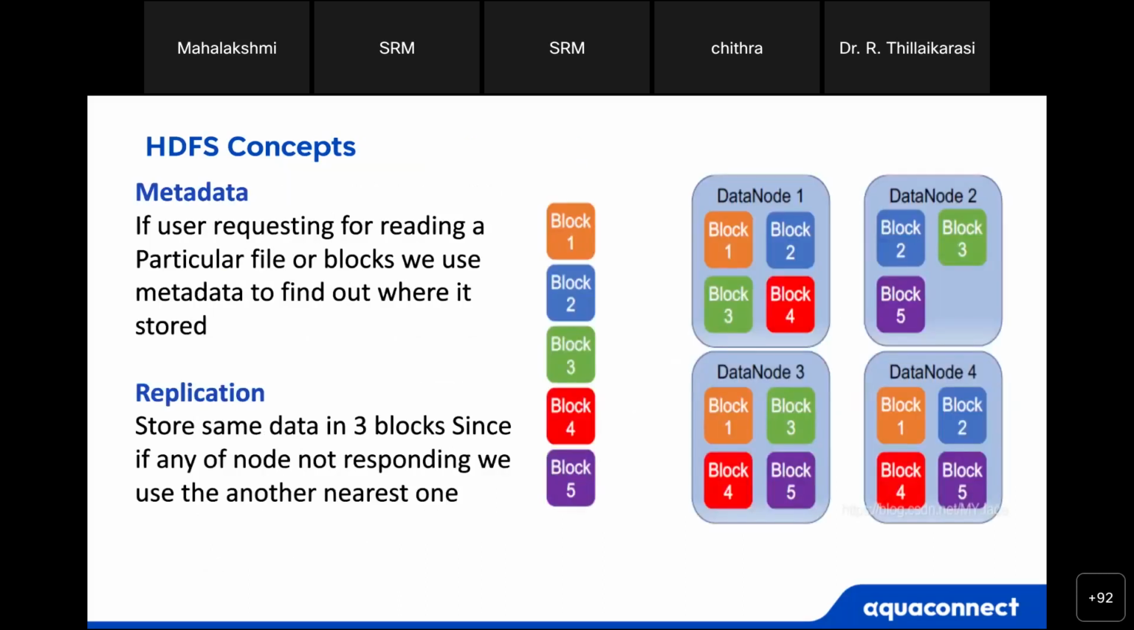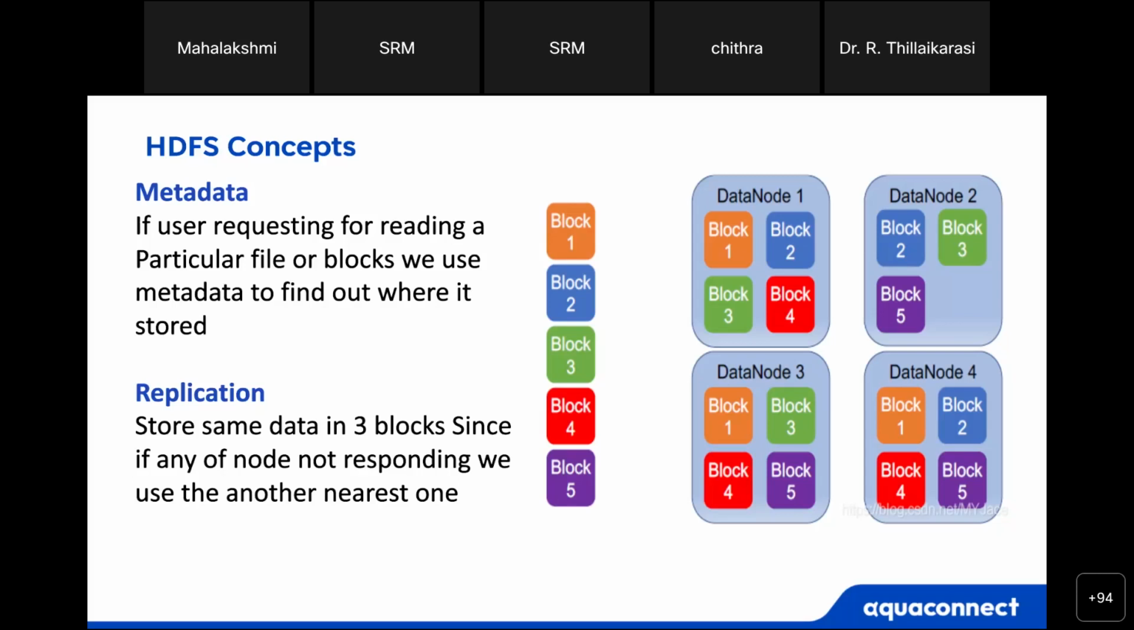So metadata is nothing but data having all kinds of information about each and every file. We have already seen the name node. It consists of two files. One is the FS image and another one is the edit log. FS image consists of file-related information, that is, what is the size of the file, what is the type of file, and in which directory and path the file is stored.